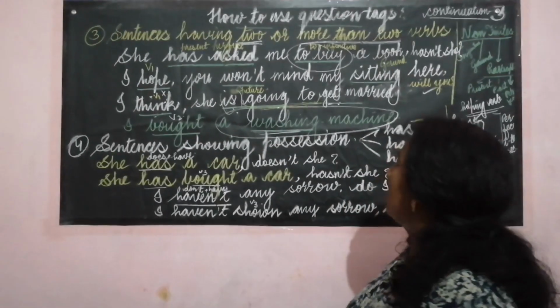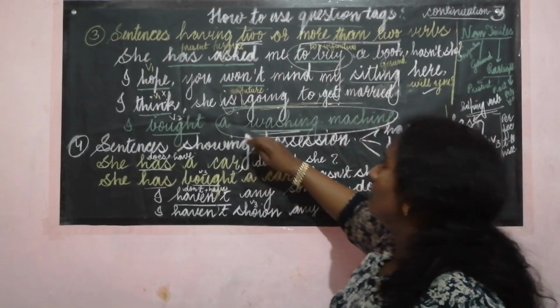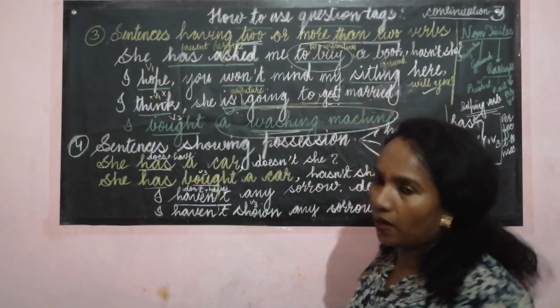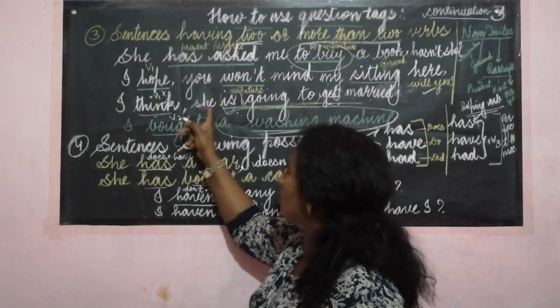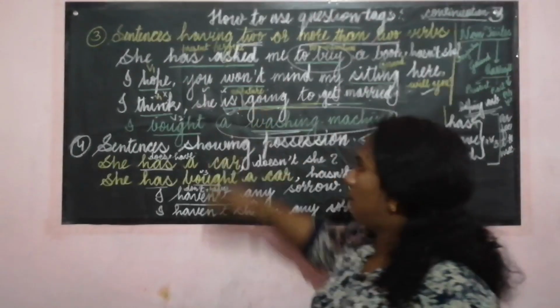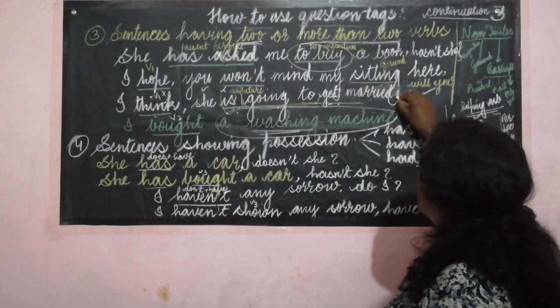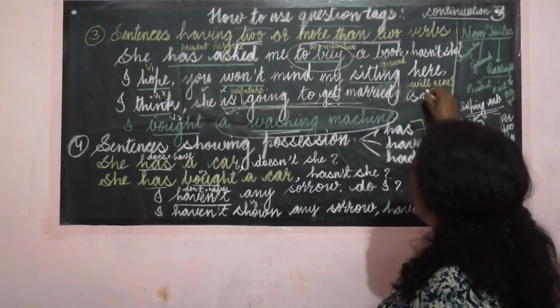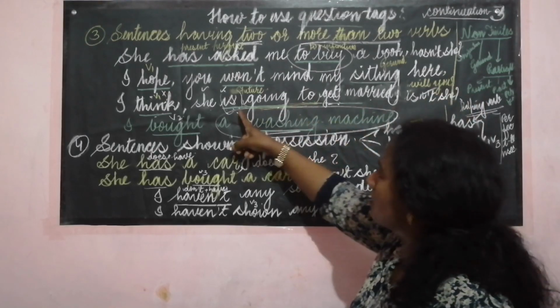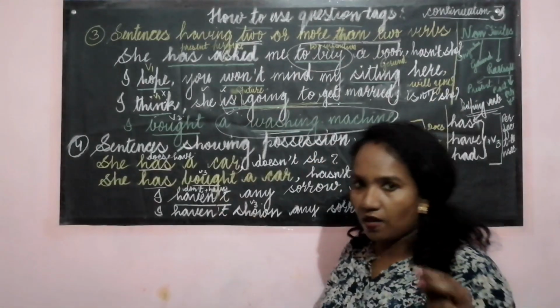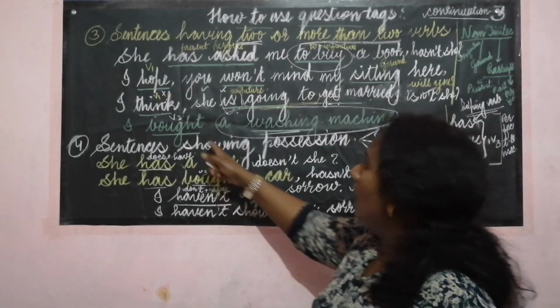She is getting married. That is, she is going to get married. Therefore, we have to make the question tag by taking this as subject and this as the helping verb. So, our question tag will be isn't she, because this is a positive sentence and it must have a negative tag.